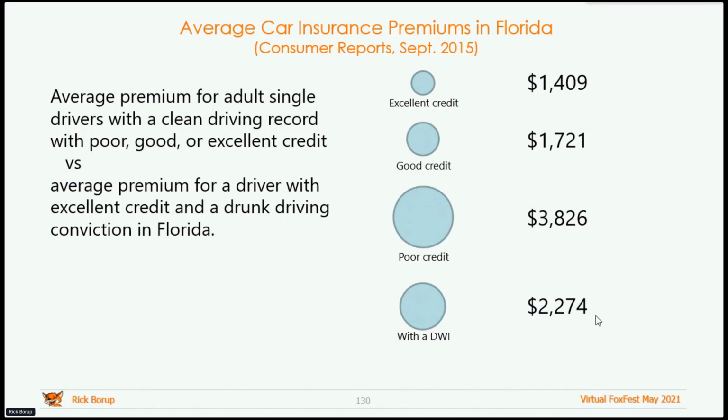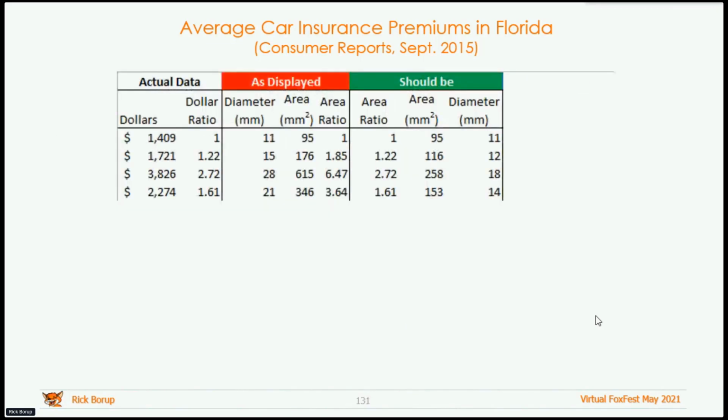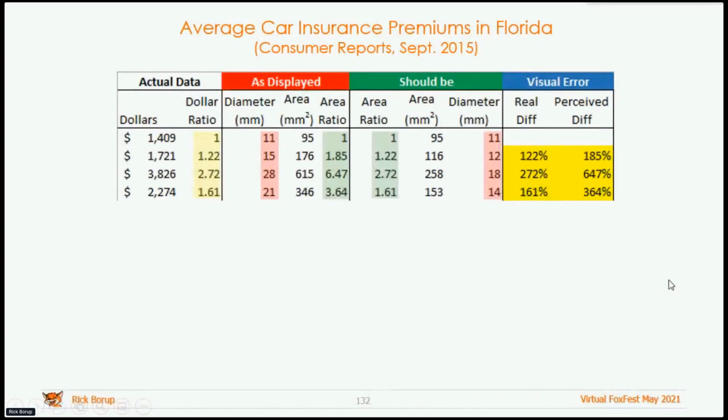So I was just curious. I don't think Consumer Reports certainly set out to be misleading. I didn't have that in mind at all when I started. I still don't, but I was curious how they did it. So I went and I measured the diameter of the circles. The real difference is 122%, 272%, and 161%, where the perceived difference based on the size of the area of those circles is much greater.